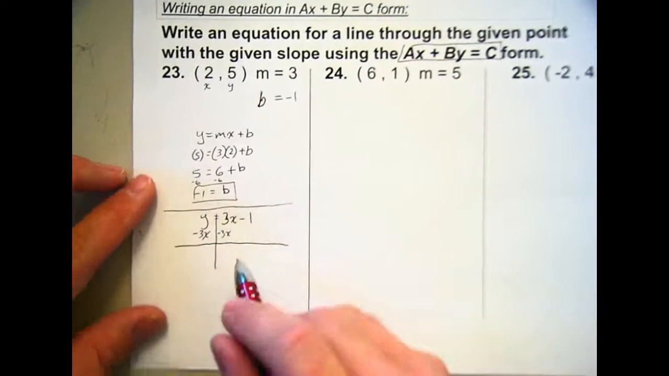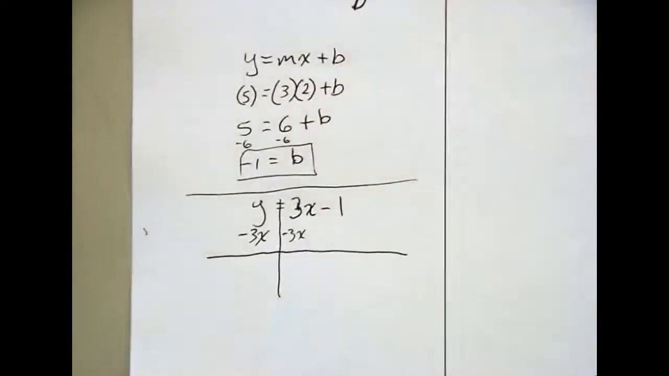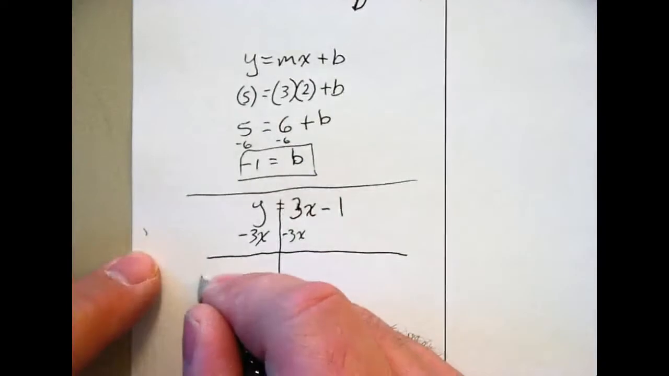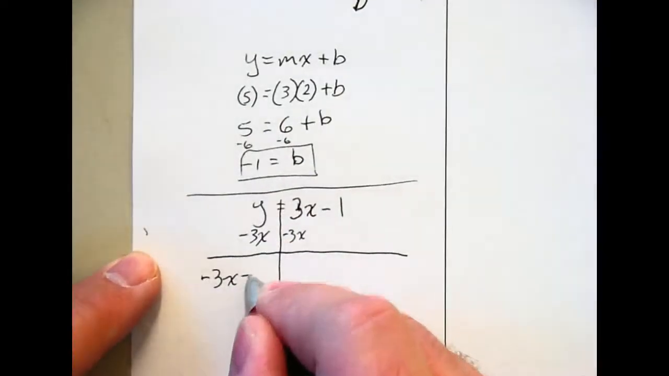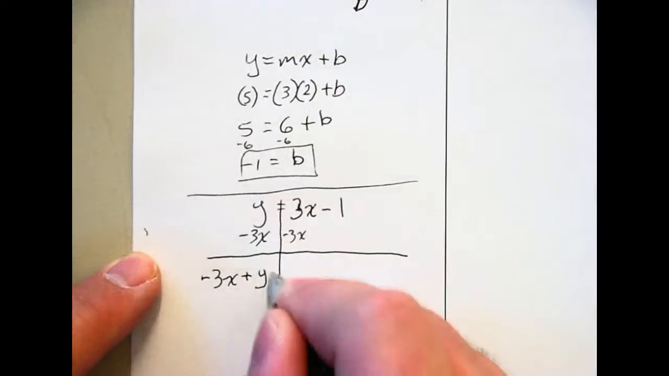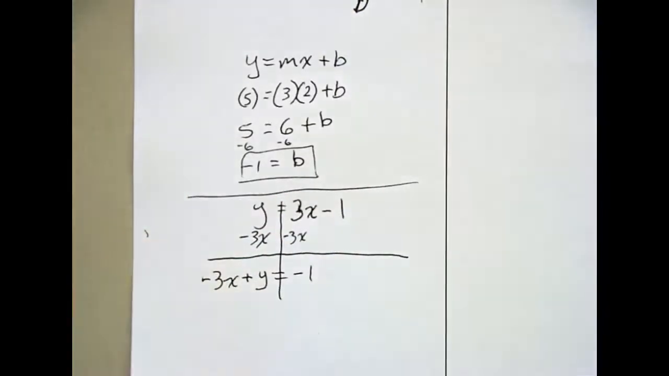Now we can't actually do anything with that. Let me zoom in there a bit more. Okay, we can't actually do anything with the y minus 3x, so we're going to write it as negative 3x, and that's a positive y, and that's equal to negative 1. Are we good? No? What's wrong with it? Yeah, you can't have a negative a value, right?